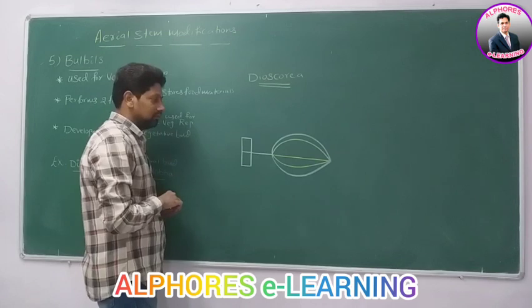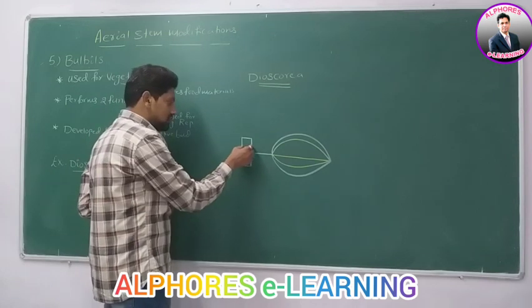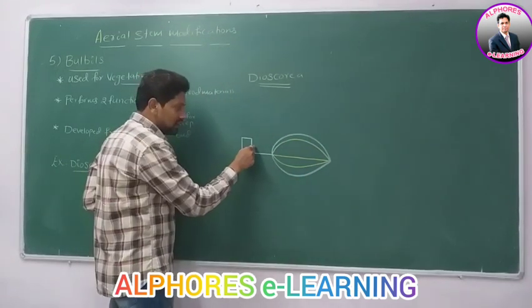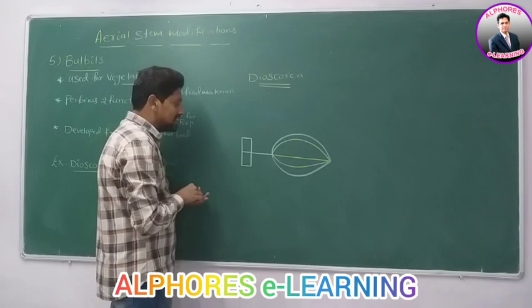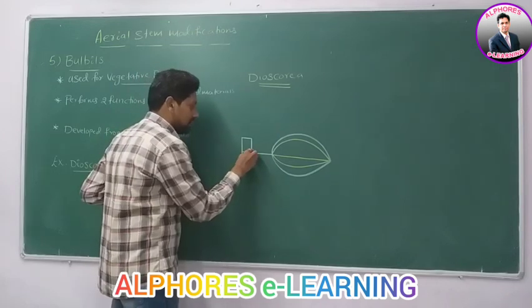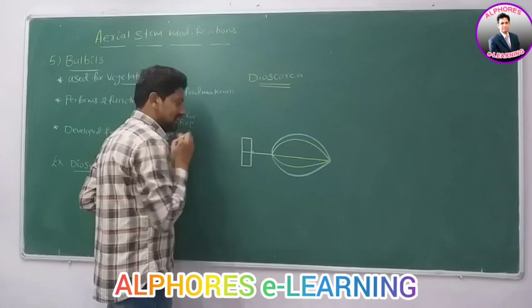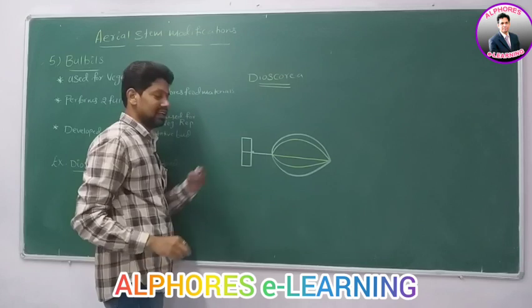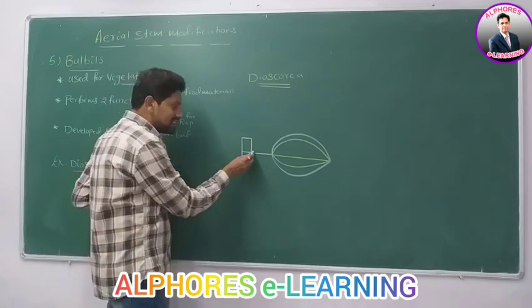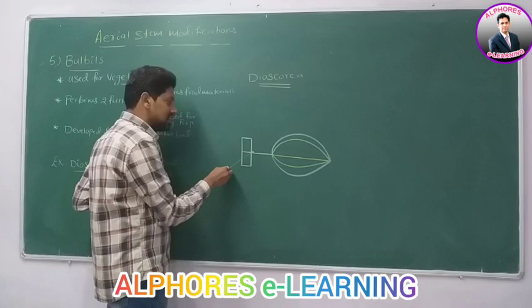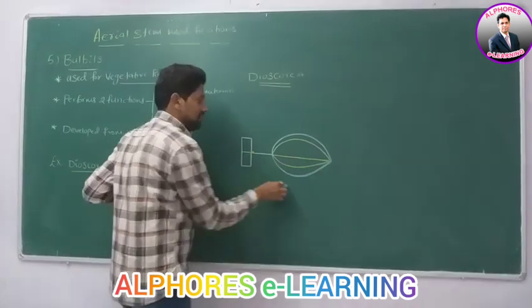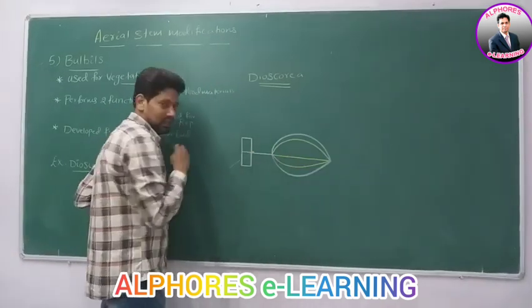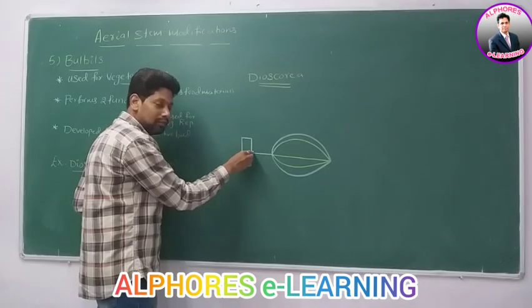Now listen here, this is stem, this is leaf, right? Then what is this one? Axil. This axil contains which bud? Axillary bud. Now you tell me, this axillary bud is associated with a stem and a leaf. Yes or no? Stem is a vegetative organ. Leaf is also a vegetative organ. So this axillary bud becomes a vegetative bud.